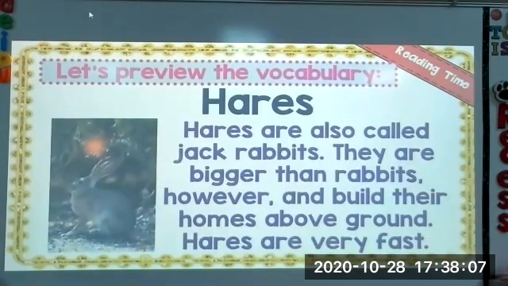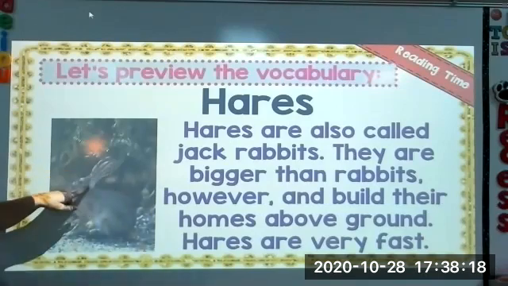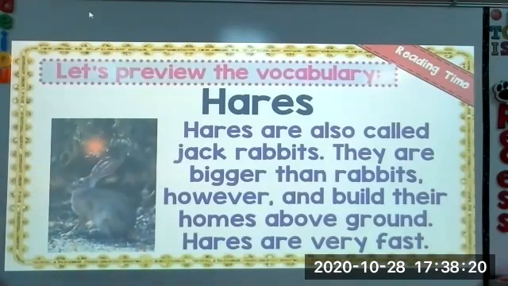A hare is also called a jackrabbit. They are bigger than rabbits, however, and they build their homes above ground. They have much bigger ears than rabbits. They are also very fast.